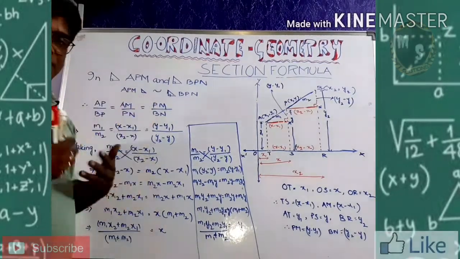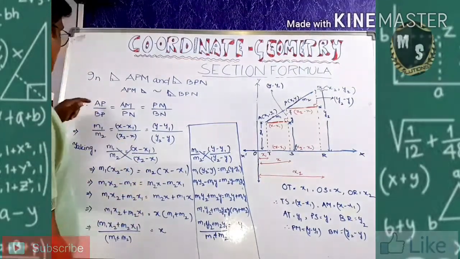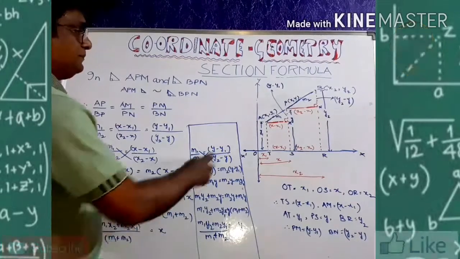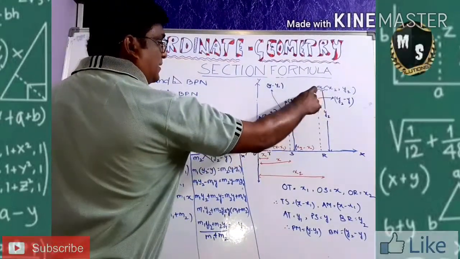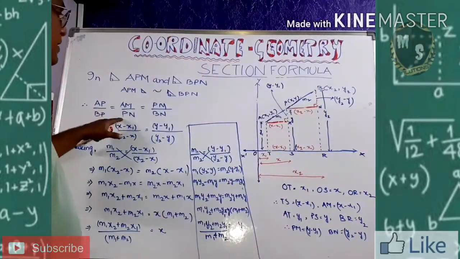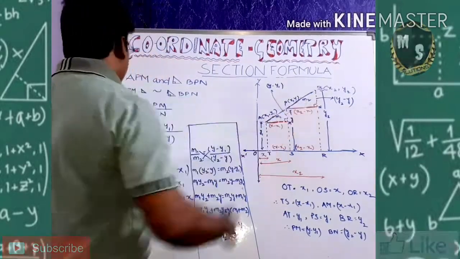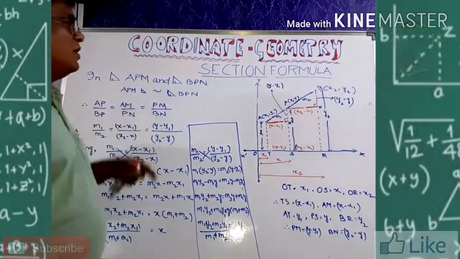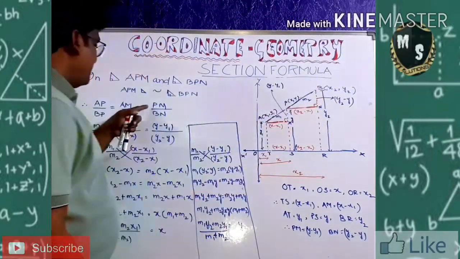Okay, the sides will be in ratios. That means in similar triangles, the property is that the sides will be in ratio. So AP by BP, where AP is the largest side, the hypotenuse, and BP is the hypotenuse of the other triangle. AP by BP is equal to AM by PN, base by base, and equal to PM by BN, perpendicular by perpendicular.